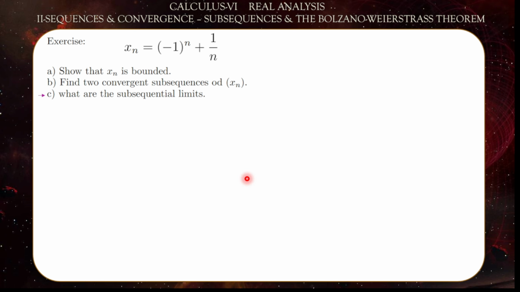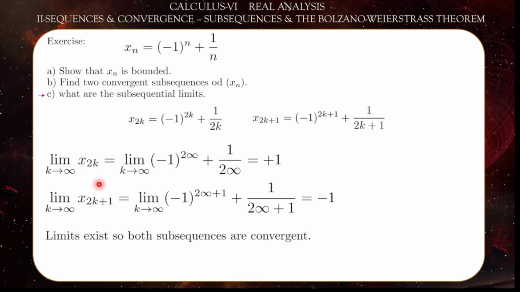What are the subsequential limits? We have x_{2k} and x_{2k+1}, both convergent out of the original sequence. The limit of x_{2k} as k approaches infinity is the limit of (-1)^(2k) + 1/(2k), which is plus 1. The limit of x_{2k+1} as k approaches infinity is the limit of (-1)^(2k+1) + 1/(2k+1), which is equal to minus 1. Limits exist, so both subsequences are convergent.